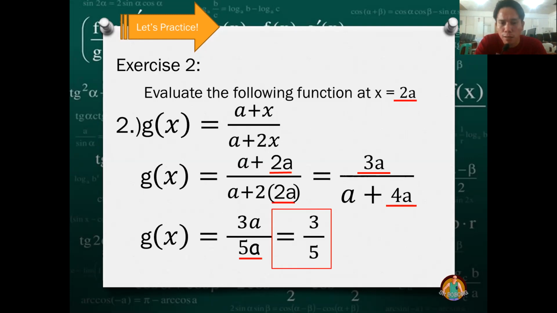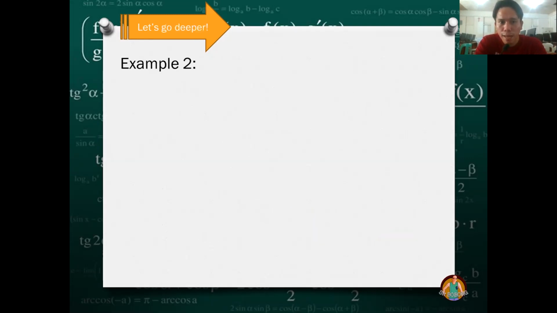And that will be our value of g of x. Okay, A divided by A is 1, so pwede siya ma-cancel. Alright, sige. Question. Okay, next. Let's continue. Okay, let's go deeper. By example number 2.